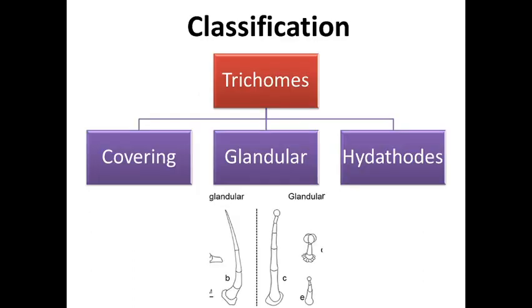Just see the classification of different trichomes. So the trichomes are classified into three different types. So first is covering trichomes, second is glandular trichomes, and third is hydathodes. Right? Now each trichome is again divided into different subtypes, that also we will see.